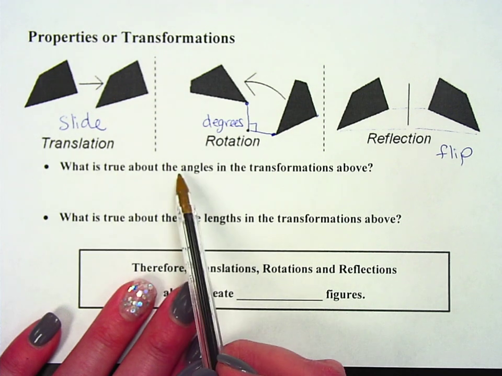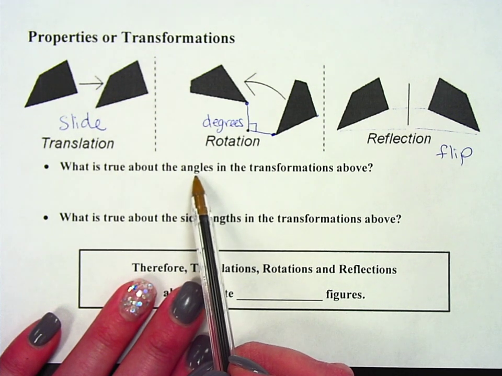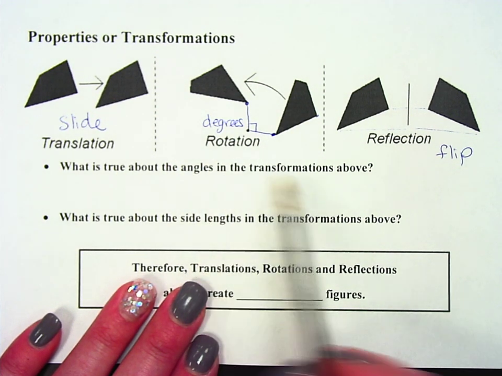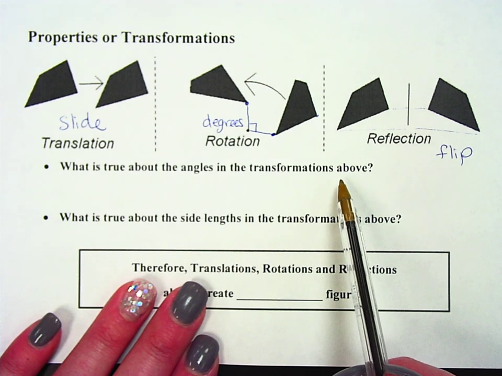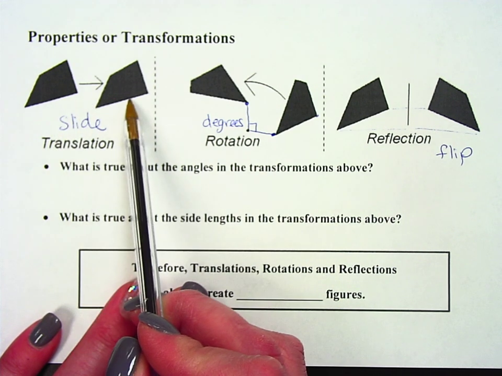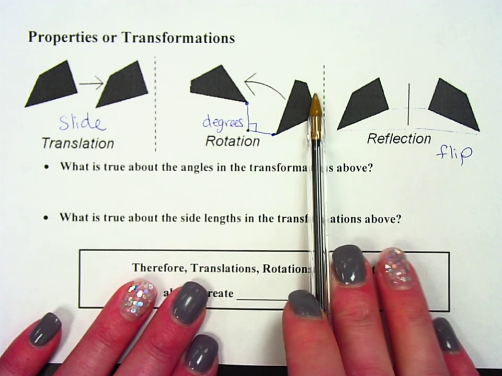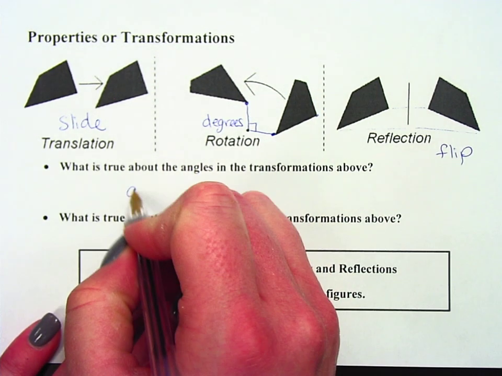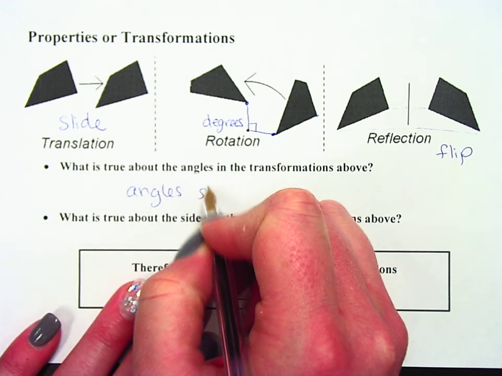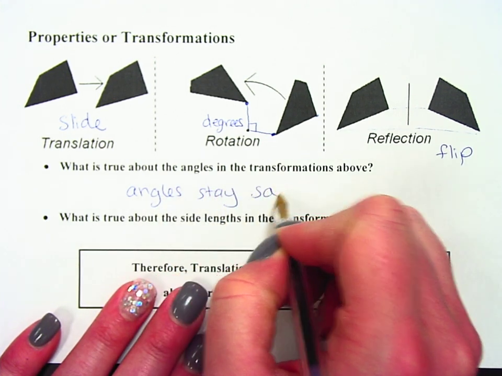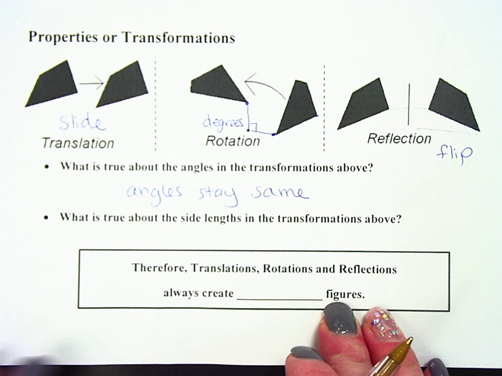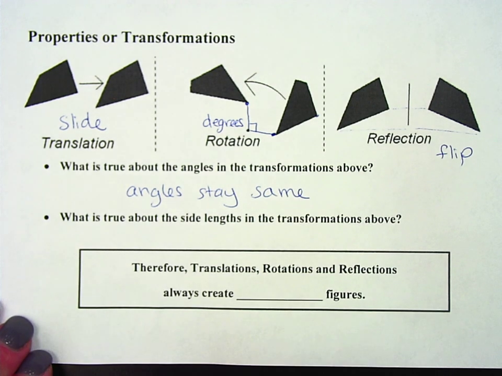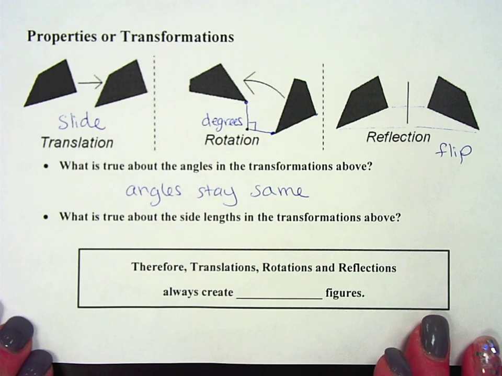Alright, so what is true about all the angles of the transformations above? Well, did any of my shapes change in size? No, they either slid across, they turned, or they flipped over, so they're all the exact same shape, so my angles still stay the same. Right? It hasn't gotten bigger or larger. My angles are still the same as what they were.